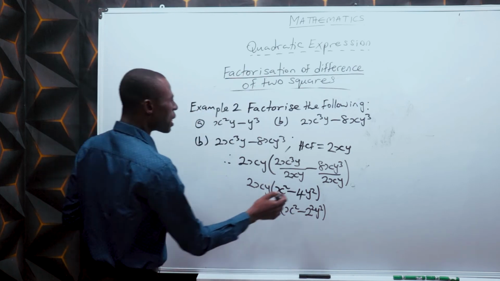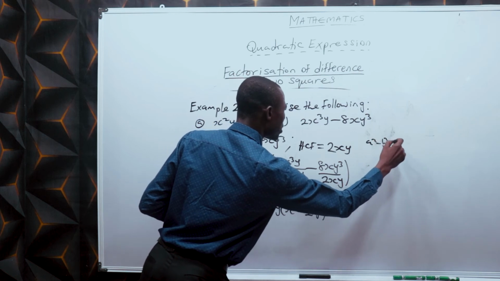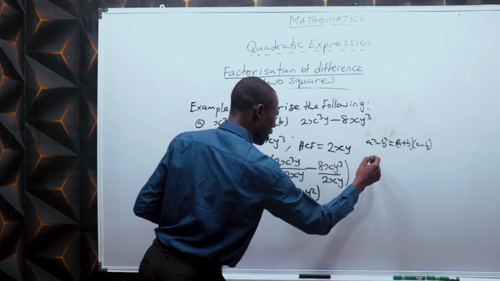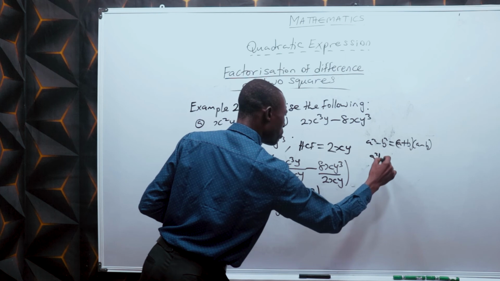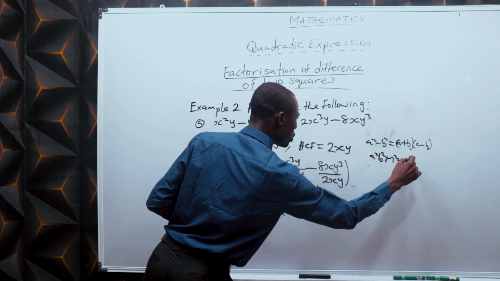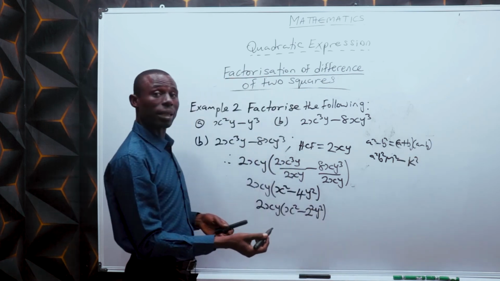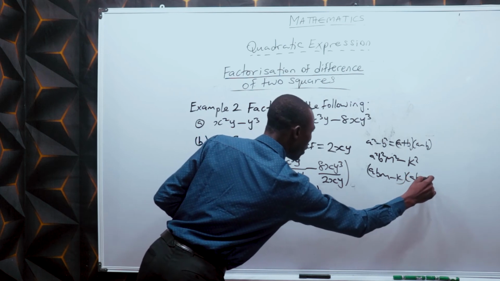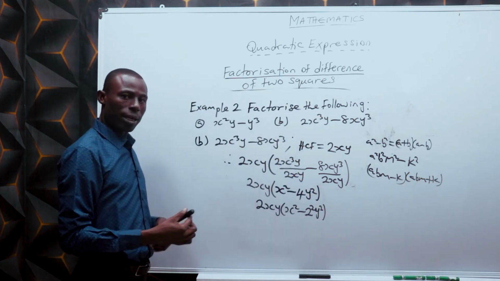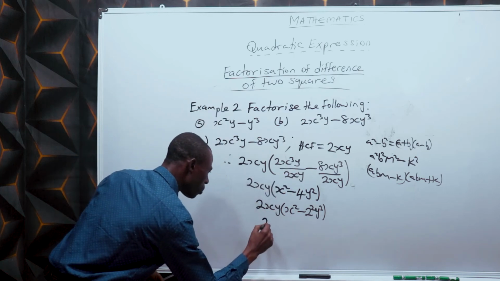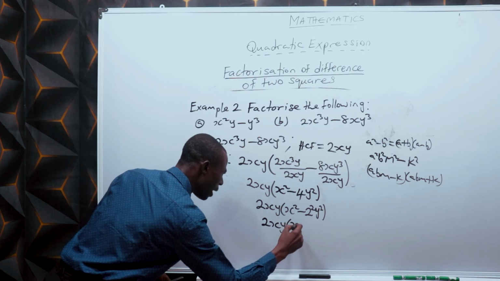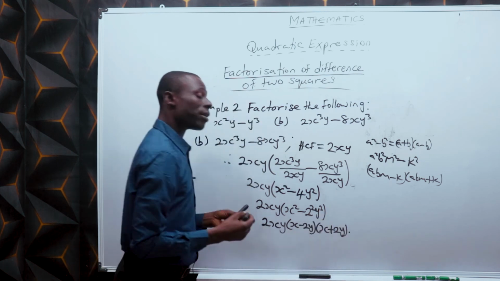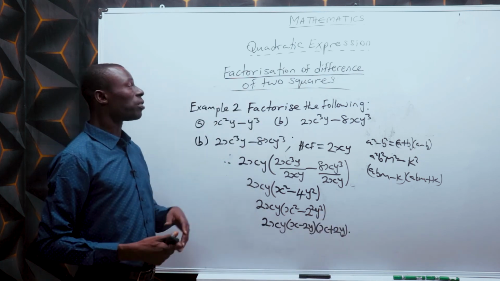From this, if a squared minus b squared is equal to a plus b into a minus b, it doesn't matter if you have a squared, b squared, m squared minus k squared. It will be the same thing. It will be a minus b... m minus k into m plus k. So infer that here. Our answer will be 2xy into x minus 2y into x plus 2y. And that ends factorization of difference of two squares.